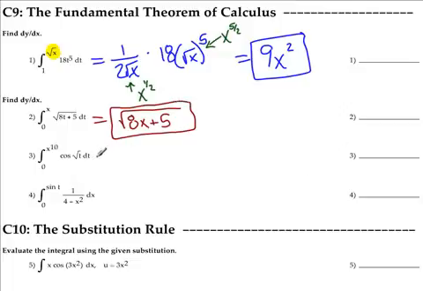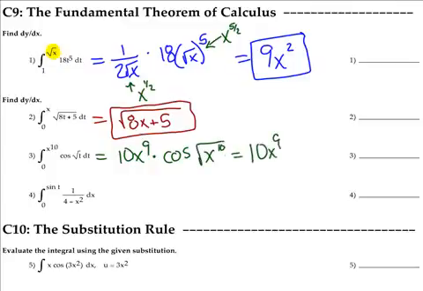Number 3 is a little bit like number 1. I've got my constant. The derivative of x to the 10th is 10x to the 9th times cosine of the square root of x to the 10th. Well, I need to simplify that square root a little bit. So this is 10x to the 9th. The square root of x to the 10th is just x to the 5th. Oops, let's get the cosine in there. And that's it.